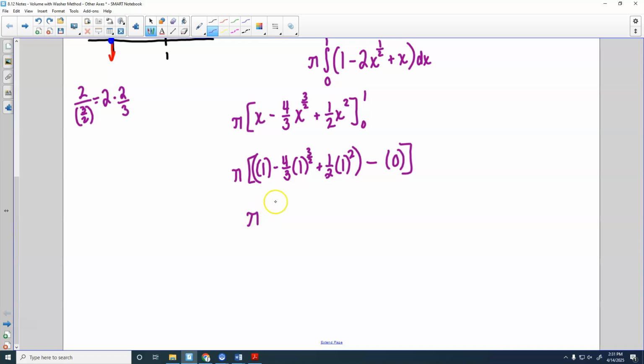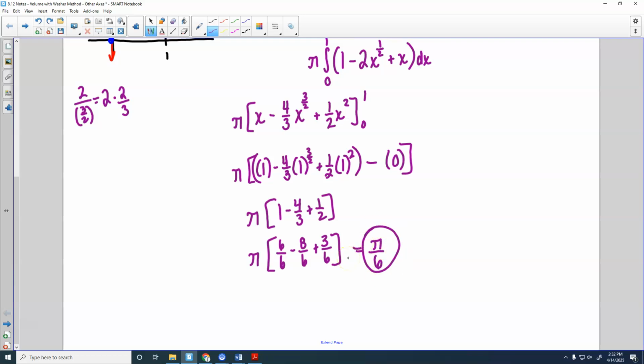But we're going to get pi times 1 minus 4/3 plus 1/2. And we're going to get common denominators for that. So 6/6 minus 8/6 plus 3/6 is going to give us 1/6. So we will get pi times 1/6, which they will probably give us as pi/6. Okay, questions?